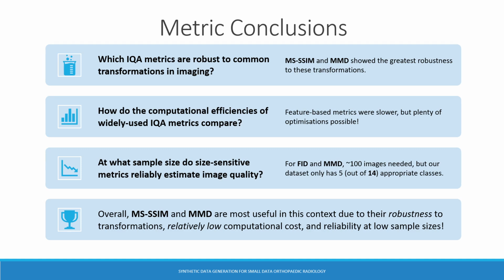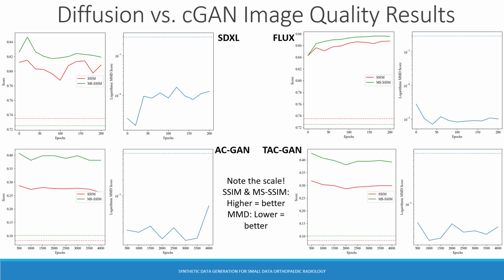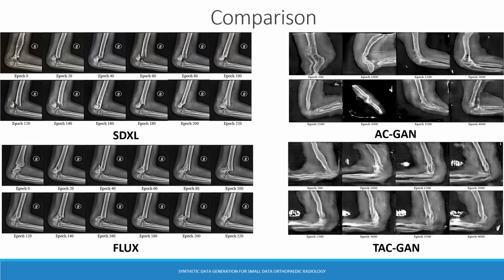As can be seen here, the GAN-based models demonstrated poor learning curves and significantly underperformed the diffusion-based models. Flux demonstrated the best learning curve and the highest scores out of all the models. These are sample images at specific epochs for each model.